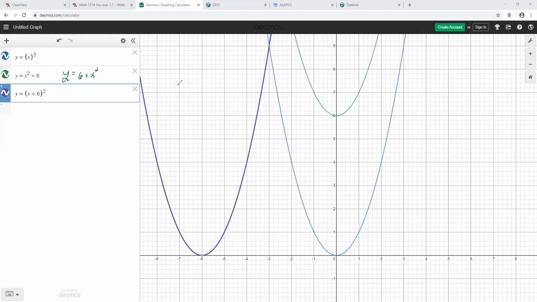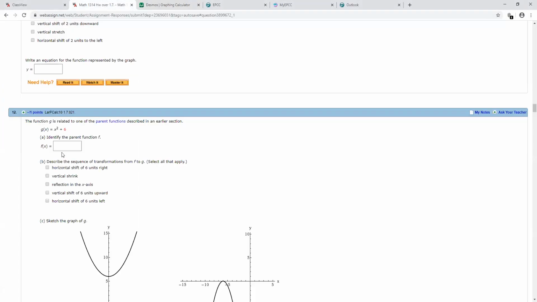So having said all that, I hope when we go back to this, Griselda, same kind of things we've done on the other questions. What's the parent function that this new equation is coming from? From y equals x squared. Good.